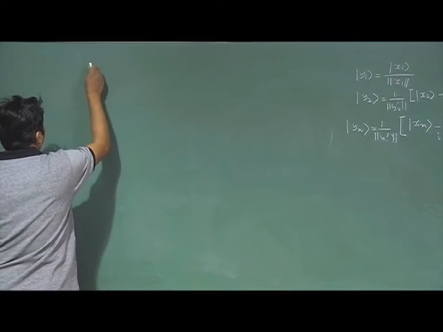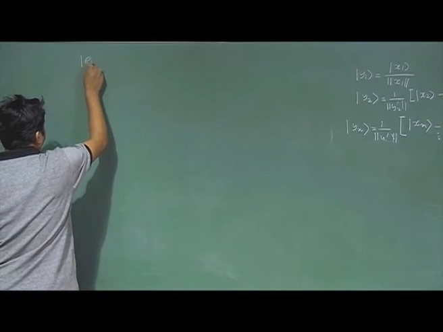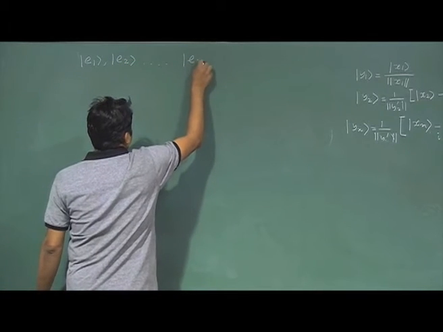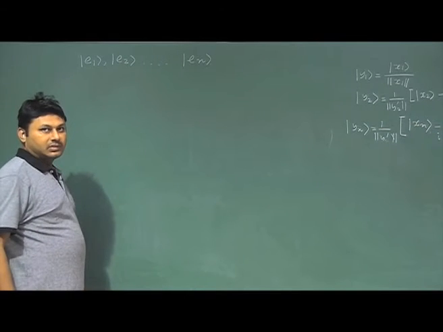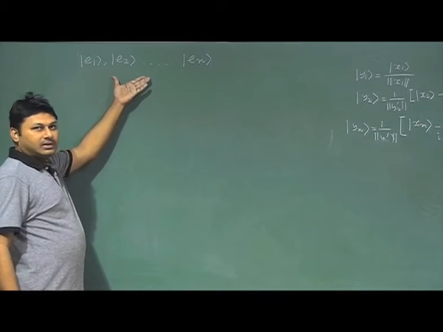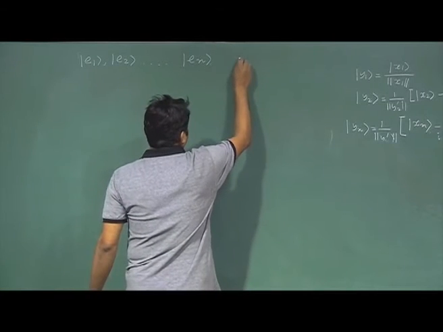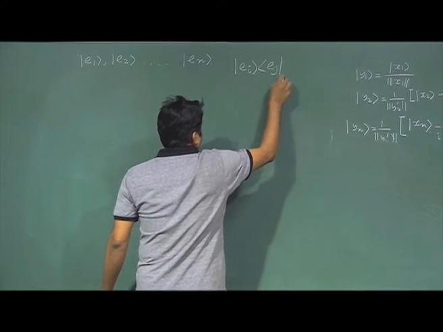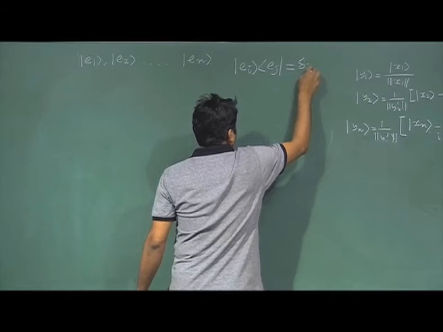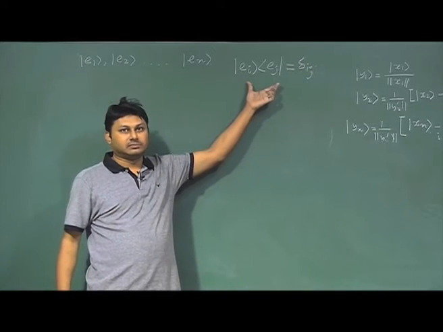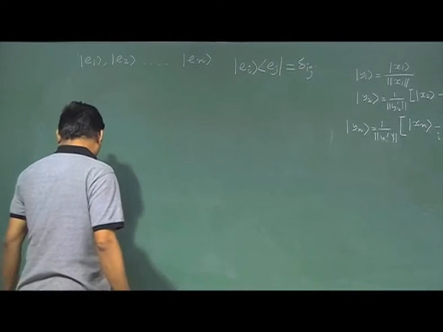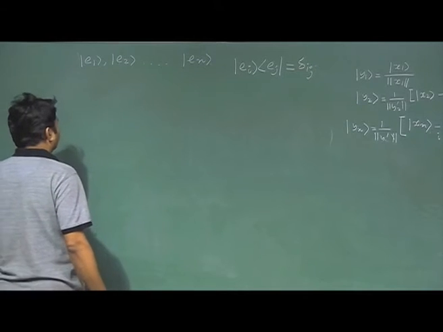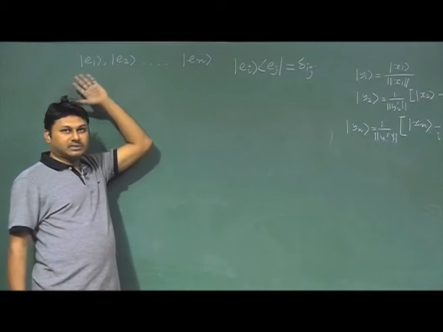So, say E1, E2, up to En are a set of n vectors which are linearly independent of each other as well as orthonormal. That means they are forming an orthonormal set, which mathematically means this is satisfied. If these things are satisfied, then any vector can be represented in this form. That is one issue.